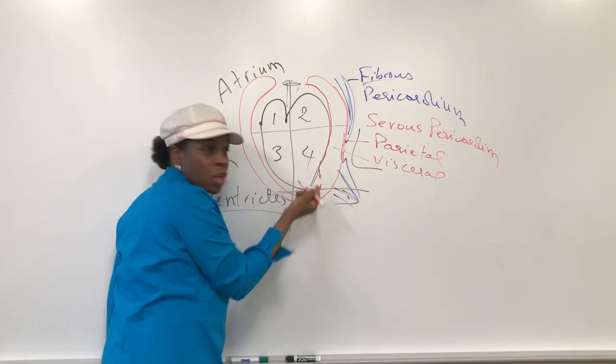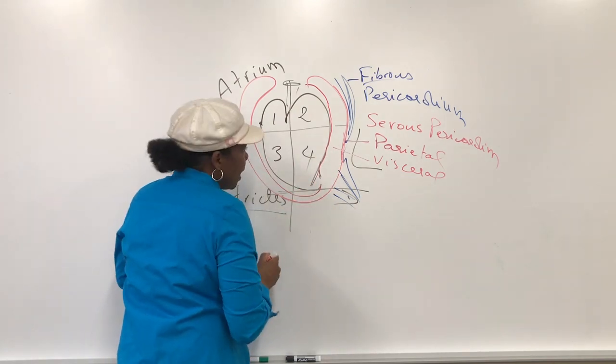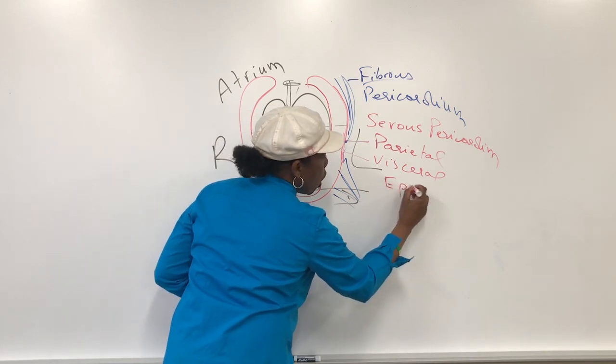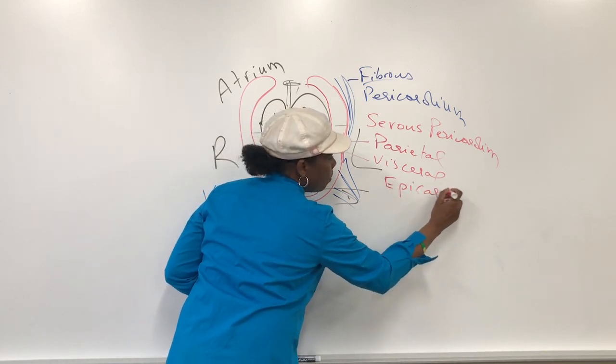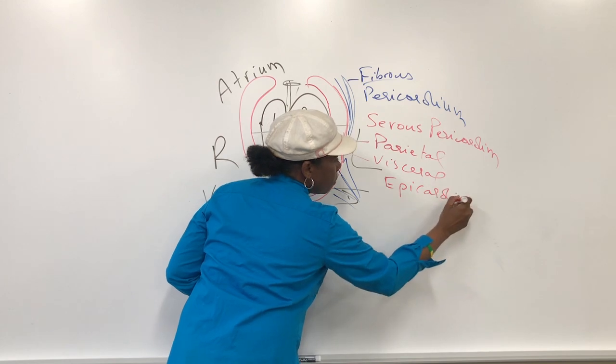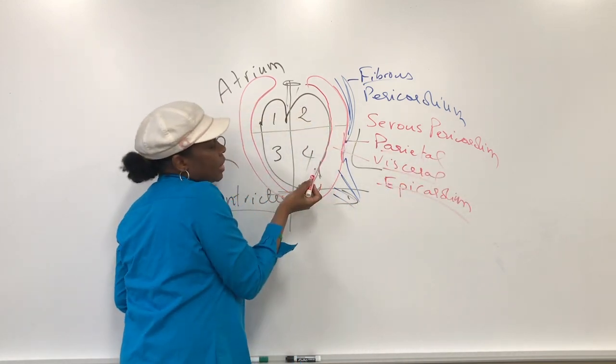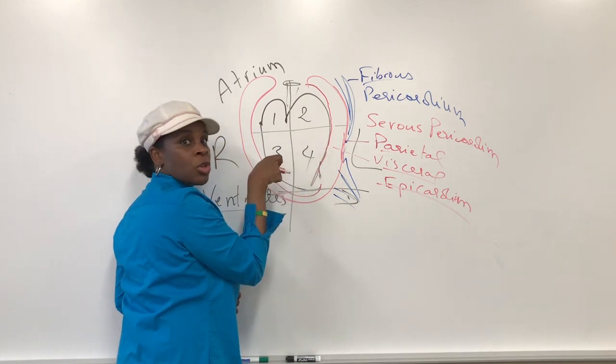They can come together. That is why it is also called the epicardium. Epicardium. Epi means what? Cardium. Okay? So the visceral pericardium, right, is gonna be the same. You see how the red line and the blue line are almost together.